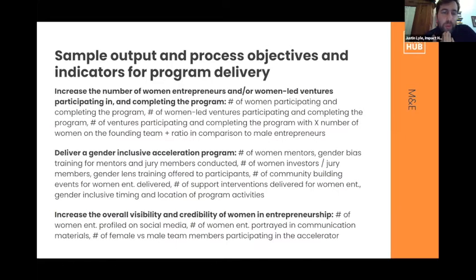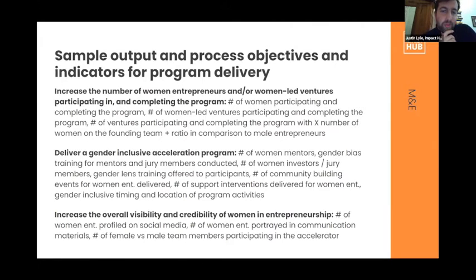So we could also be looking at increasing the number of women entrepreneurs and/or women-led ventures participating in and completing the program. And so here you have a list of indicators related to that. Thereafter, you'd be interested in delivering a gender inclusive program. And that's looking at aspects like how many women mentors are there, whether there has been a gender bias training, for example, and others. I won't go through all of them.